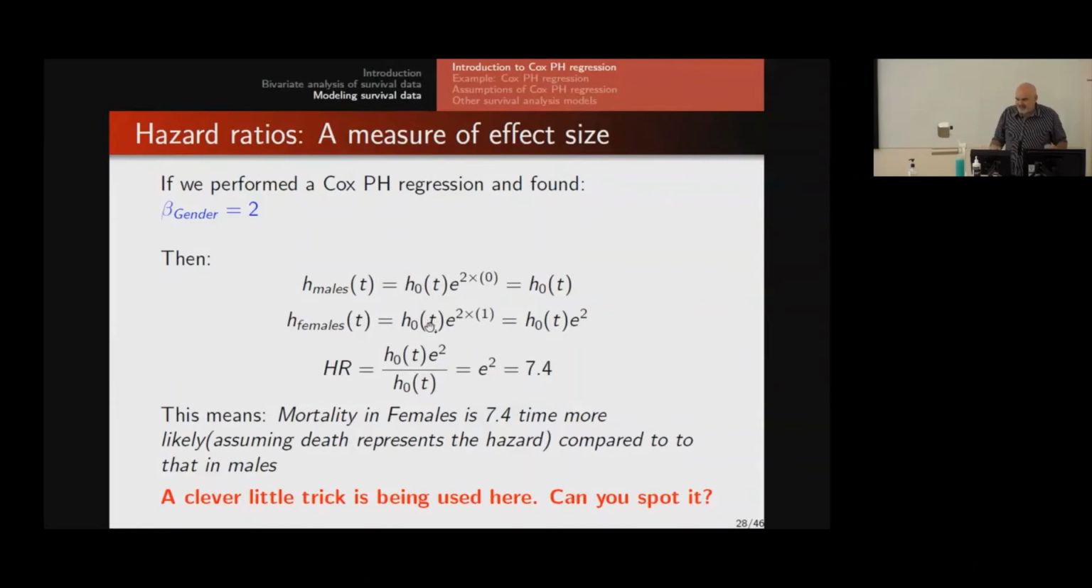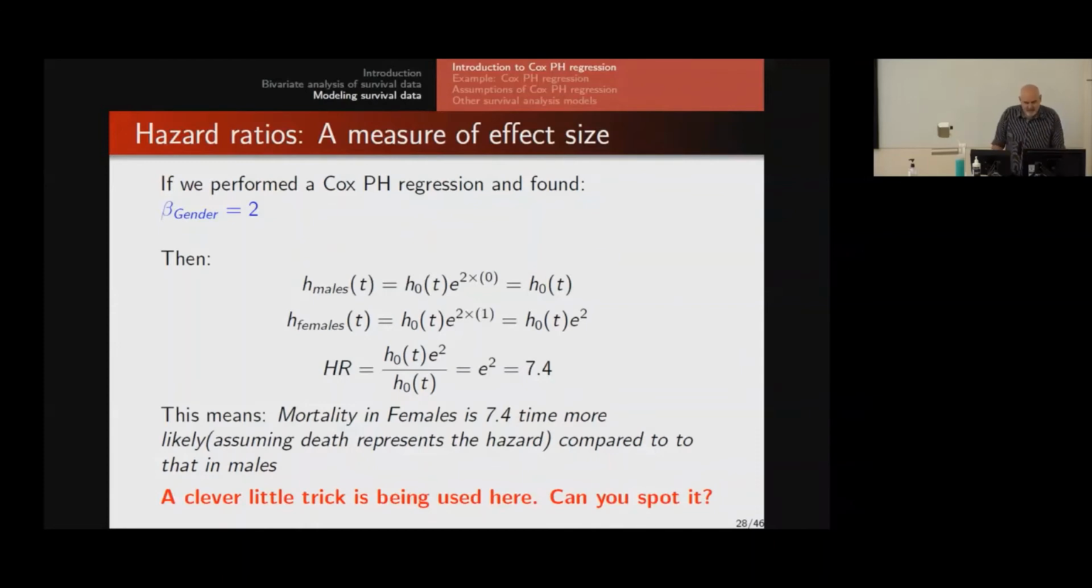And that's Cox's very tricky way around dealing with this hazard function. We don't care what it is as long as it's the same for males and females, except for the male and female effect, if that makes any sense. So anyway, they cancel out. We get e to the power of 2, which equals 7.4. So how do we interpret that? This means mortality in females is 7.4 times more likely compared to that of males. Sorry, typo there. Okay, so that's a very clever little trick being used there. And I don't know, maybe people won't think that's clever. I've always thought it was just a great way to sneak around parametric assumptions.